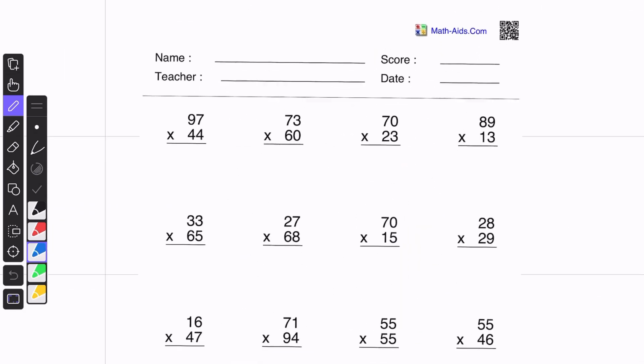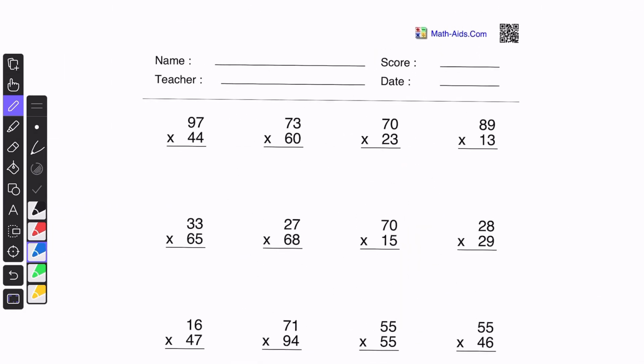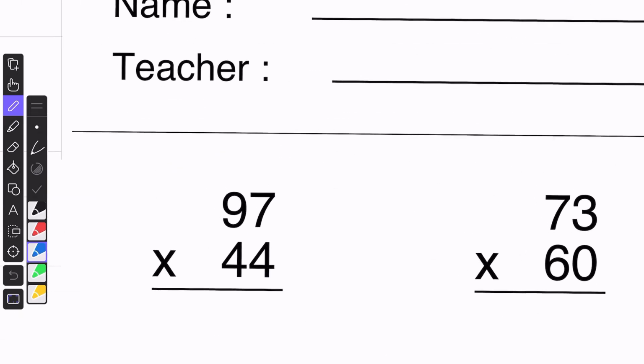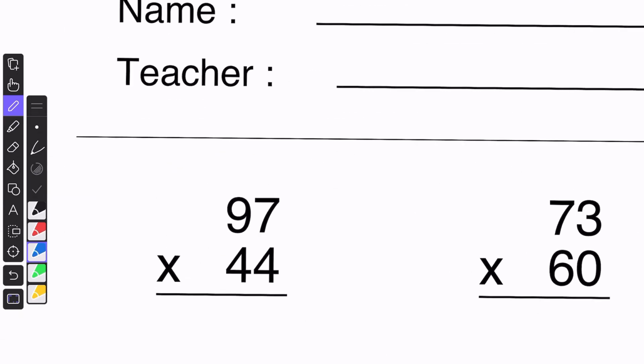Now, finally, we're going to talk about double-digit times double-digit multiplication. So this is a little bit more complicated. We're still going to follow the same steps for the first row. Step 1, 7 times 4, 28, carry the 2. We're going to do step 2, 9 times 4, 36. Add the 2, that's going to be 38.